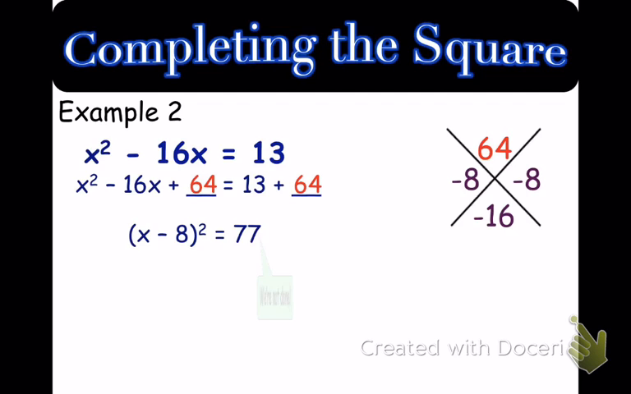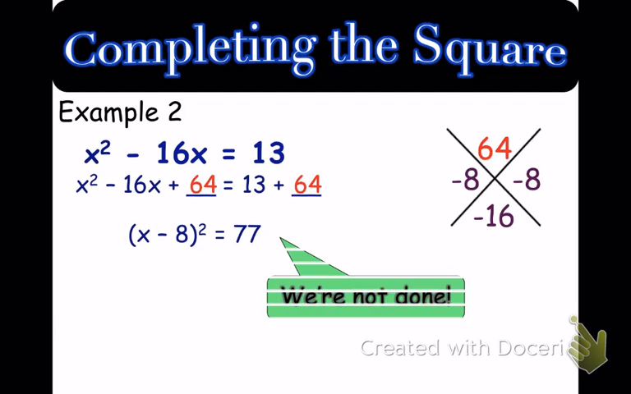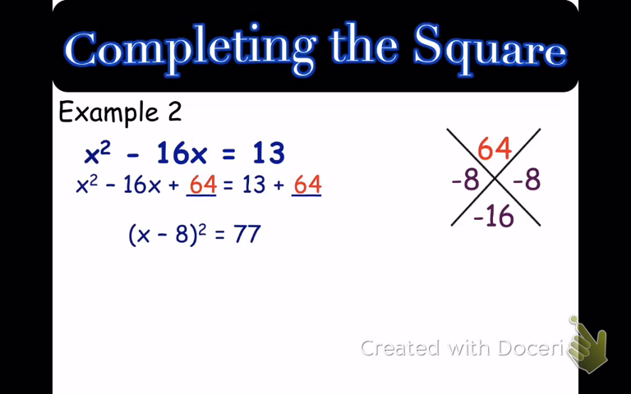Now we're not done yet, so we're going to keep on going by adding the square root to both sides. Don't forget the plus minus here. Squares and square roots cancel, so these are gone, and we're left with x minus 8 alone, equals plus or minus the square root of 77.